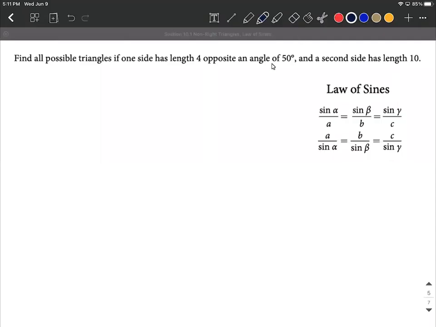Let's work on finding all the possible triangles when we're given this information. The one side has a length of 4, opposite this angle of 50 degrees, and a second side has a length of 10. So when I get going on these, I always try to just draw myself a quick triangle. It doesn't have to be to scale by any means.